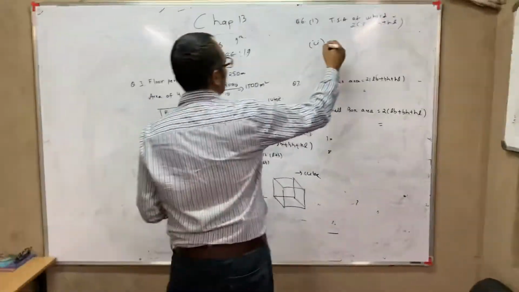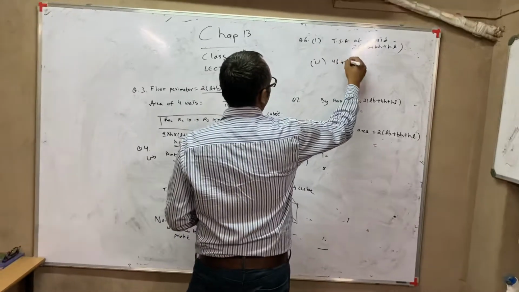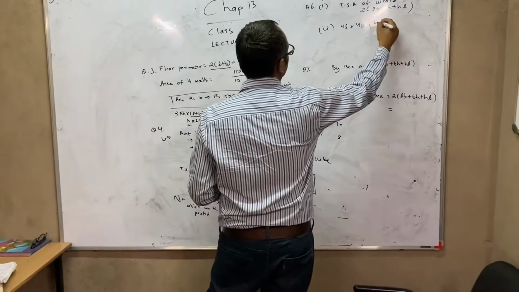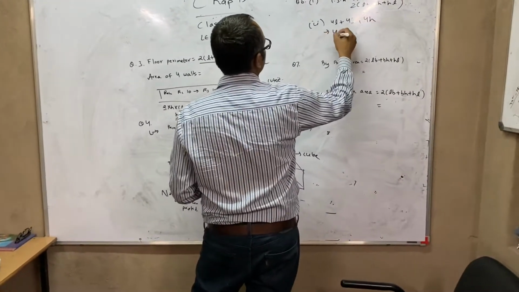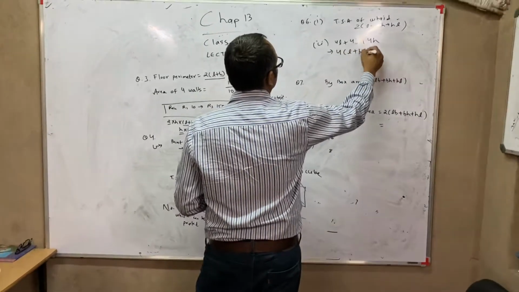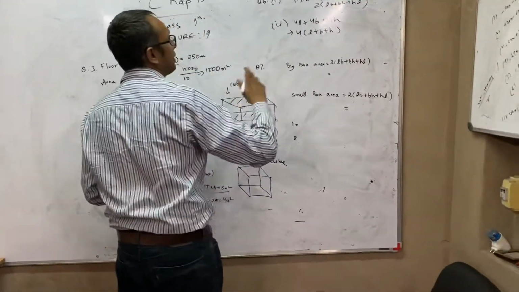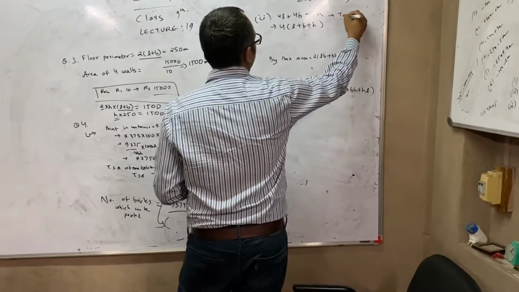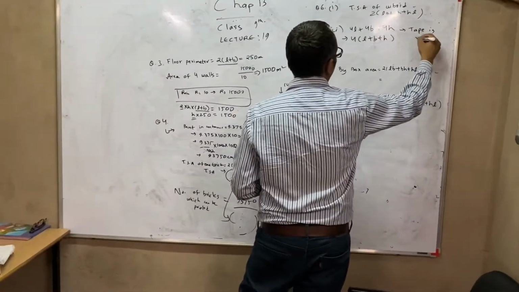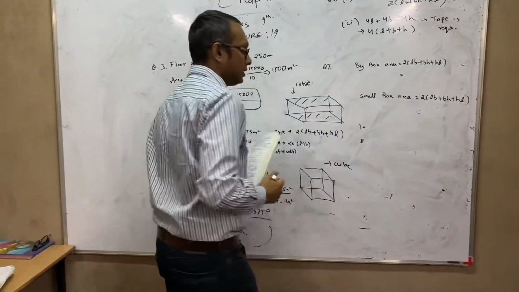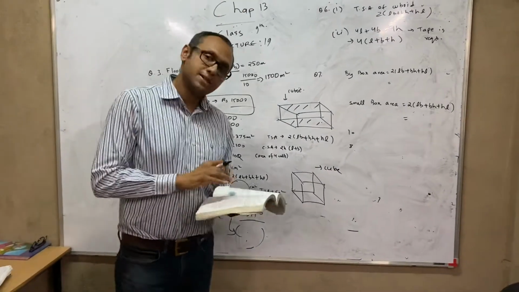So basically you have 4 lengths, 4 breadths and 4 heights. So you can calculate it like this also. Okay, so this much tape is required. Okay. Now the last question, question number 7.